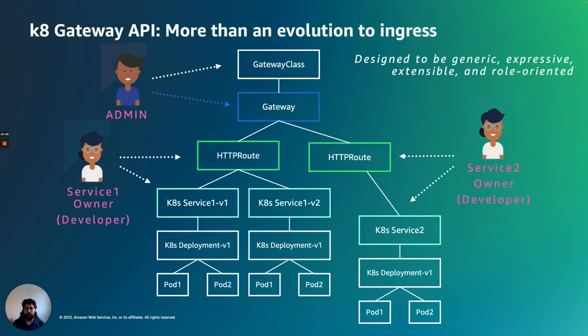Now, going a bit deeper into Kubernetes, the Kubernetes Gateway API is designed to be generic, expressive, extensible, and role-oriented. For this reason, we chose to integrate with the Kubernetes native Gateway API to provide the same level of abstraction for Kubernetes users that is both flexible and portable. We have built an AWS Gateway API controller that allows customers to configure their Kubernetes services and define advanced traffic management through the Gateway API.